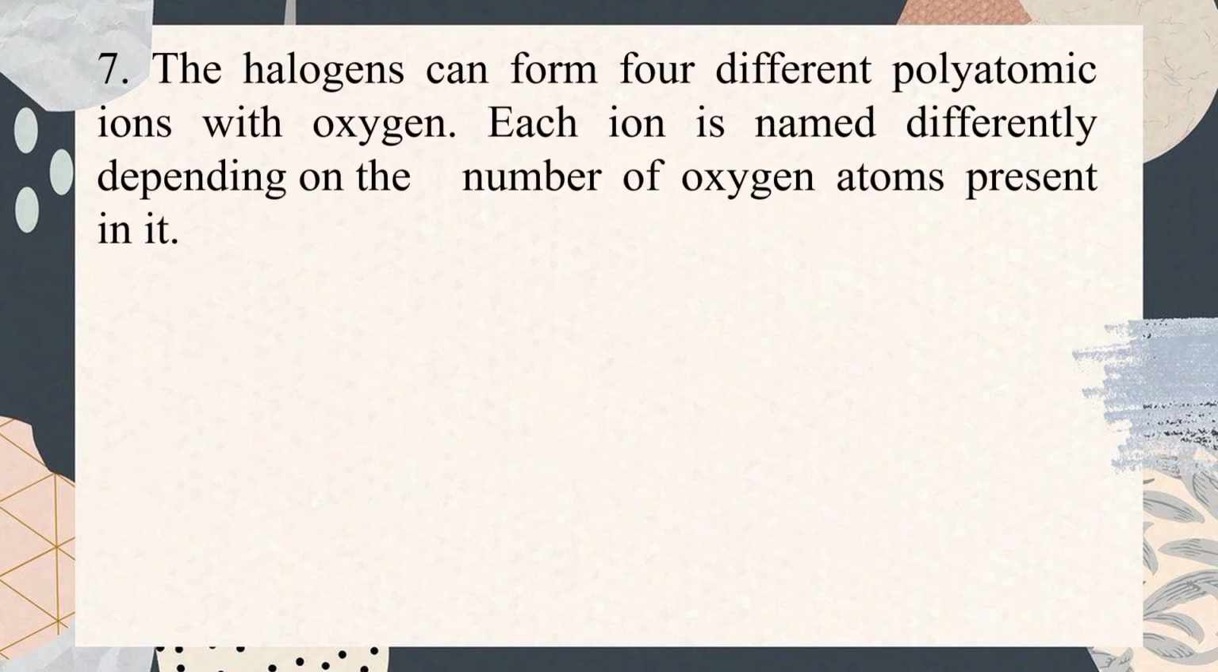The halogens can form 4 different polyatomic ions with oxygen. Each ion is named differently depending on the number of oxygen atoms present in it. Examples. How are we going to name a polyatomic ion formed between chlorine and oxygen with only one oxygen on it? How about if there are 2 oxygen atoms? That is ClO2 -1.